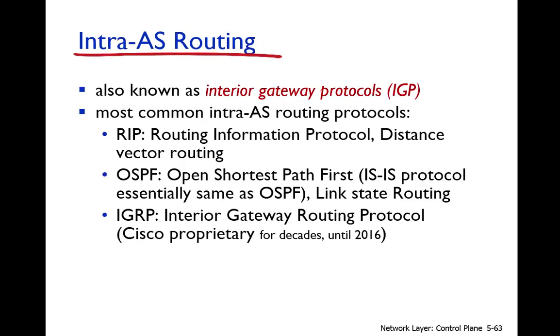Now, intra-autonomous system routing is also known as Interior Gateway Protocol, or IGP. The most commonly used intra-autonomous system routing protocols are RIP and OSPF. RIP is a distance vector routing protocol and OSPF is a link state routing protocol. We have discussed distance vector and link state in detail. And IGRP is a Cisco proprietary intra-autonomous system routing protocol.